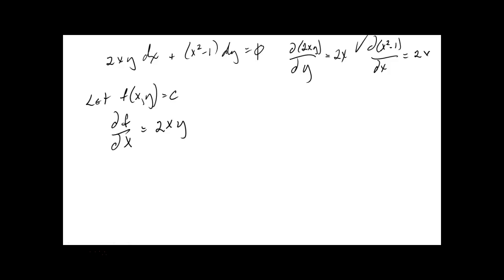Once you confirm that is an exact differential equation, that means there is some function f of x y equals c that is going to produce these things. So if that's the case, let's take the partial of this f of x y, and we're going to do it with respect to x now. We could have done it with respect to y, we're just going to do it this way.